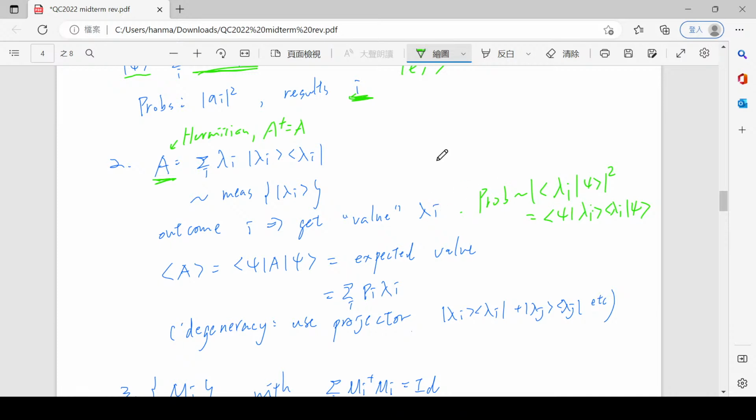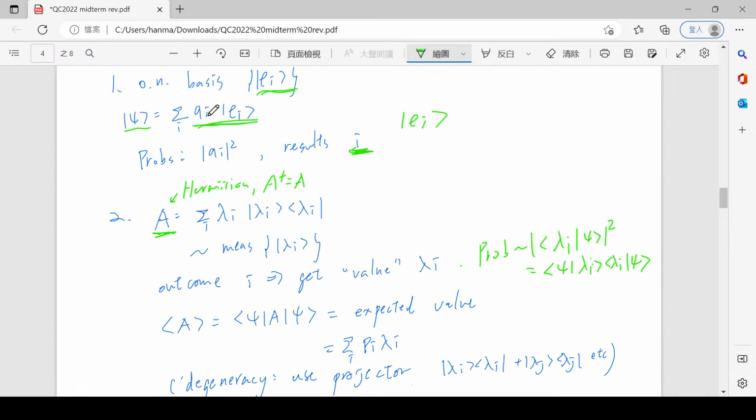And once again, the probability is this AI. If you want to spell it out in more algebraic bracket form, say you are measuring on some state psi, then this AI will be the inner product of lambda I and psi. So the probability will be this inner product squared. And you can write this out as psi bra times lambda I ket, then lambda I bra times psi ket. This is useful because, okay, we'll talk about that later. So that's the probability that you get the value lambda I.